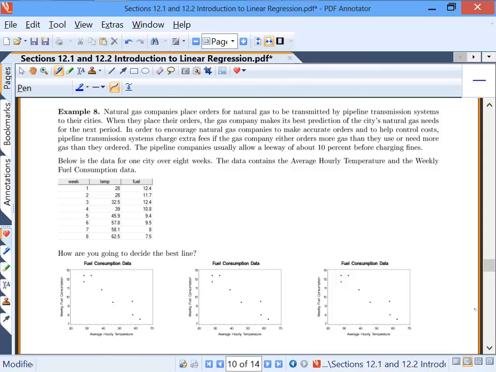When you look at those two things, which one would make more sense to be the explanatory variable? Or which one would you probably be more interested in as the explanatory variable? Or which one would you want to predict if you're this gas company? You want to be able to predict the fuel consumption. That means temperature is going to be your explanatory variable.